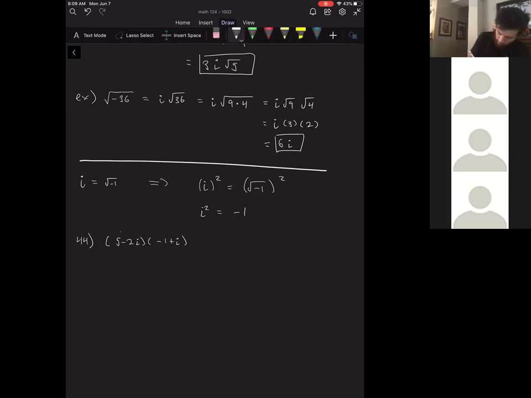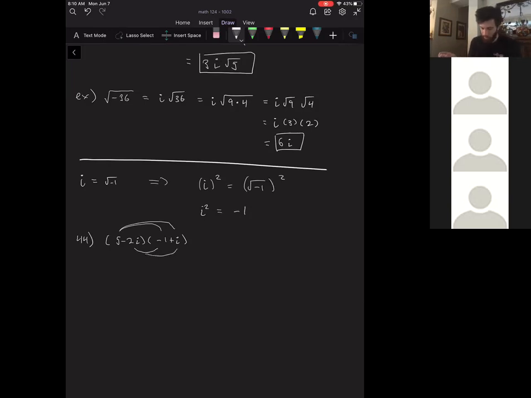You know, we could put the 5 to this minus 1, then we put the 5 to this i, then the minus 2i to this minus 1, then the minus 2i to this i. So just like how we'd FOIL out normal numbers. And then we'll worry about this at the very, very end. So if we're doing this, the 5 times the minus 1 is minus 5. The 5 times the i is just 5i. The minus 2i times the minus 1 is positive 2i. And then the minus 2i times the i is going to be minus 2i squared.